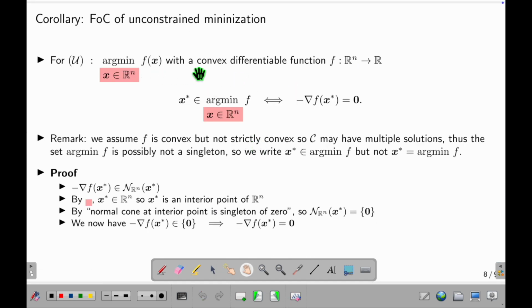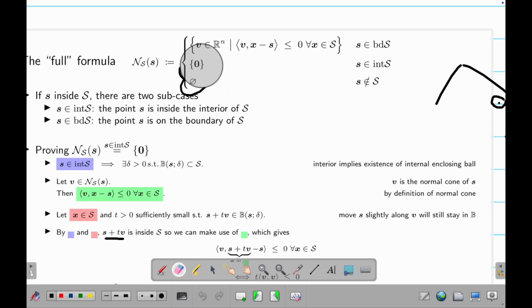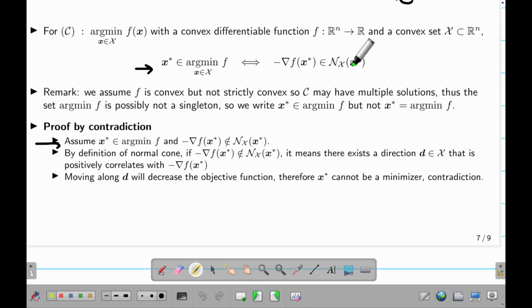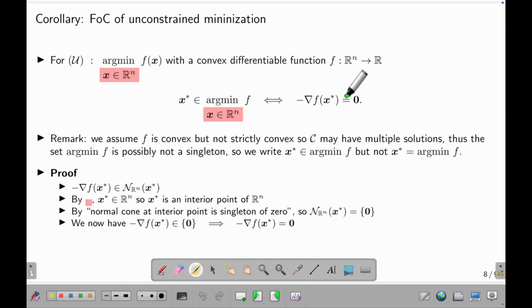So if f is convex and differentiable, now I have no C. My C is the whole space. Then I have 0. Why? Because now if my C is the whole space, this is always true. Because C is the whole space, you are not on the boundary. You are always inside the set. So the normal cone becomes the 0 vector. And because this belongs to the 0 vector and the 0 vector is a singleton, then this thing becomes an equal sign. This is why you have the equal sign. So that's why you have the optimality condition.